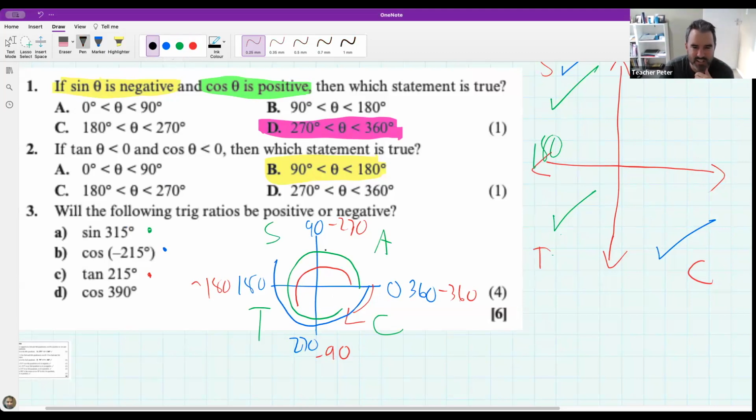And where's 390? Oh my goodness. So 390 is the whole way around. Sorry, it's looking a bit crazy. And back into that quadrant. So this one is going to be negative. This one is going to be negative. 215 gets me in quadrant 3, so that's positive. And 390 is in quadrant 1, so it's positive. So you get negative, negative, positive, positive.